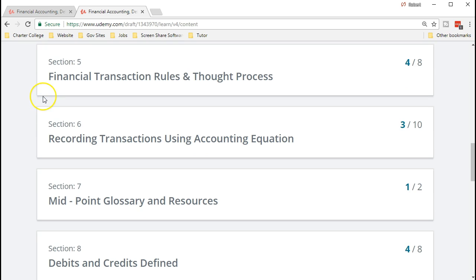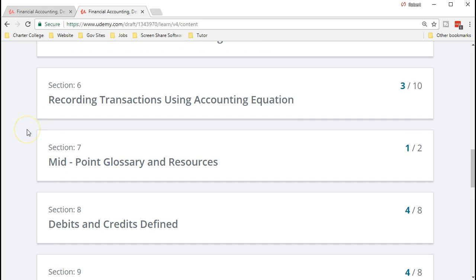Then we're going to cover financial transaction rules and thought processes. Our goal here is to get a formal setup, so that when we go through this process, we have a formal set of rules and therefore don't run into points where we get stuck and don't know how to move forward. So we'll set up a process for setting up the financial transactions. Then we're going to record the transactions using the accounting equation. Later we'll use debits and credits, but we're first going to start with the accounting equation to record transactions.